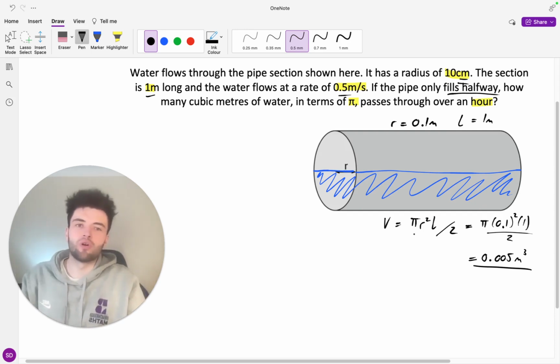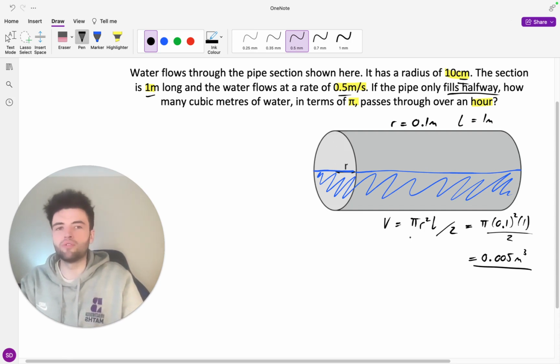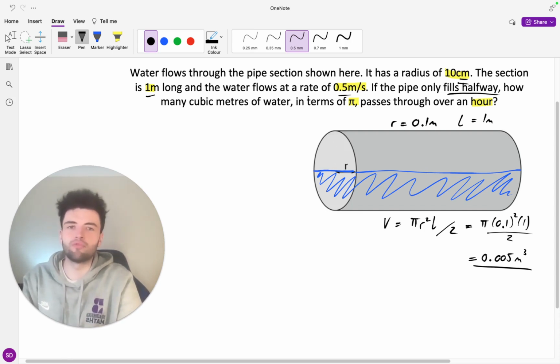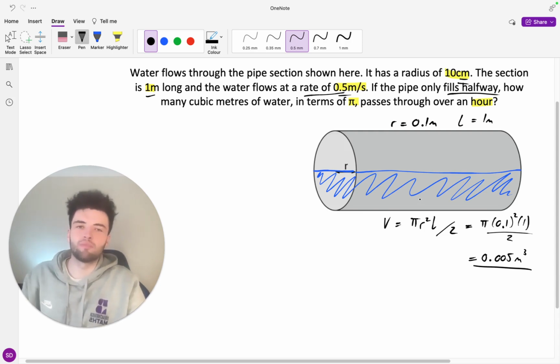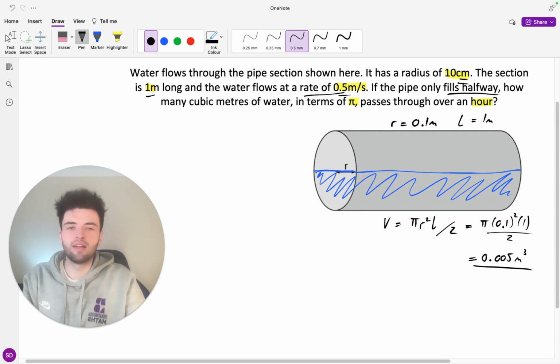And so that's the volume of water, but that isn't the amount of water passing through. And to find that, we need to multiply by the flow rate, which is 0.5 meters per second. So you can think about it like the pipe's a meter long, the water's only flowing at a rate of half that. So it takes 2 seconds for a full semicircle of water to enter and then exit the far side. So we're going to be multiplying by the flow rate now as well.